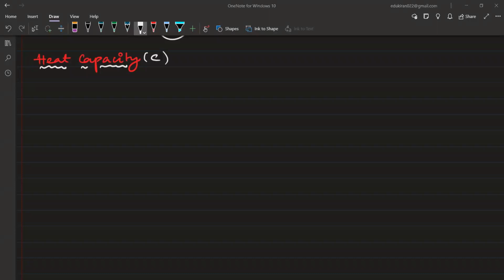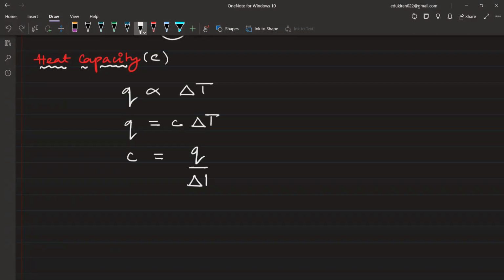Okay, now see. We know that if you give more heat, there will be more change in temperature, right? There will be more change in temperature. If you're seeing a large change in temperature, that means you have given more heat. Now, in order to convert this to equality sign, we should have a constant, that is C and delta T. यही C क्या है आपका? Heat capacity. Now, what is C? C will be equal to Q upon delta T.